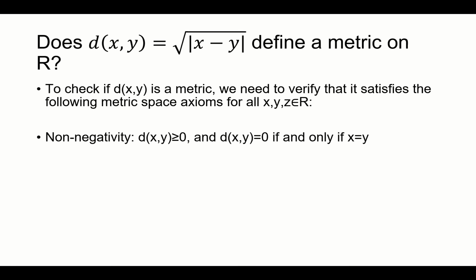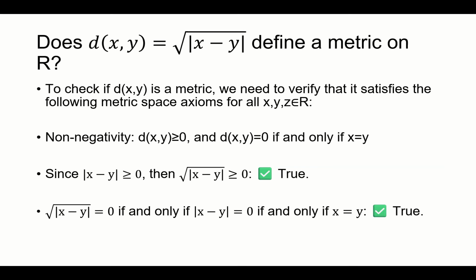The first one being non-negativity. We want to see if the distance between x and y is greater than or equal to 0, and if the distance between x and y is 0 if and only if x is equal to y. We know that the absolute value of x minus y is always going to be greater than or equal to 0, since the absolute value is always non-negative. Then when we take the square root, it's also non-negative. So that's true.